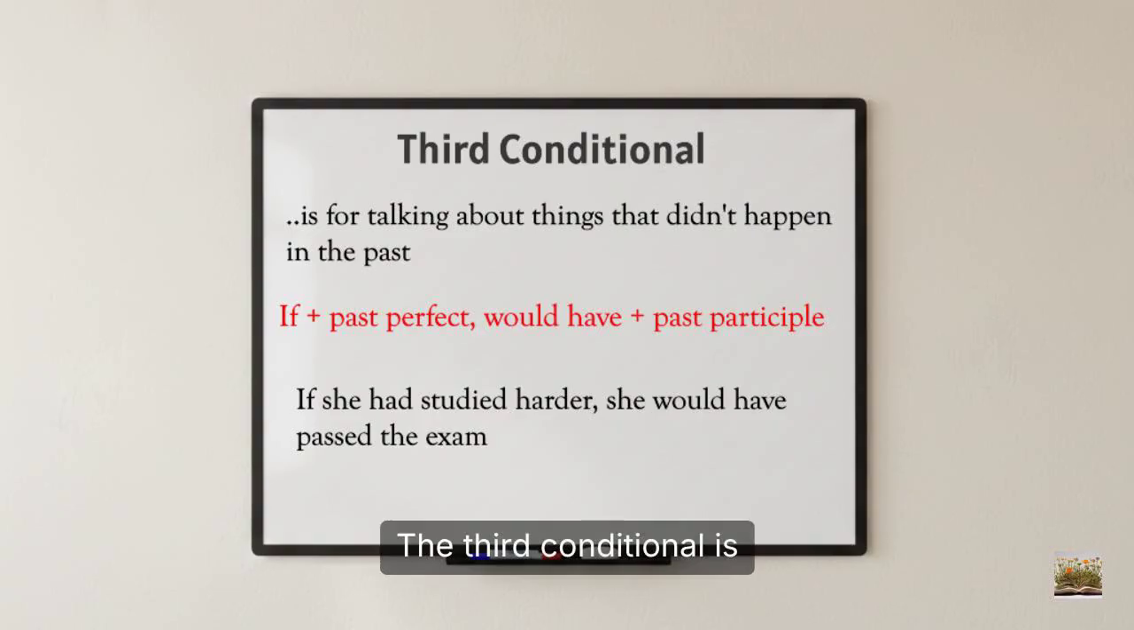The third conditional is used to talk about situations in the past that did not happen, often expressing hypothetical outcomes or regrets. Its structure typically follows if, plus the past perfect tense, paired with would have, and a past participle in the main clause. For example, if she had studied harder, she would have passed the exam. This construction emphasizes that the condition was not met, and therefore the result did not occur.